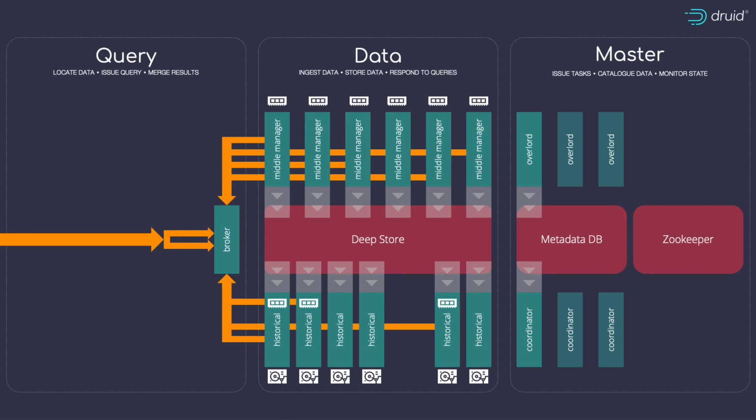Also, in both the historical and the middle manager processes are in-memory lookups, key value pair tables that enable us to enrich data as it's ingested and when it's queried.